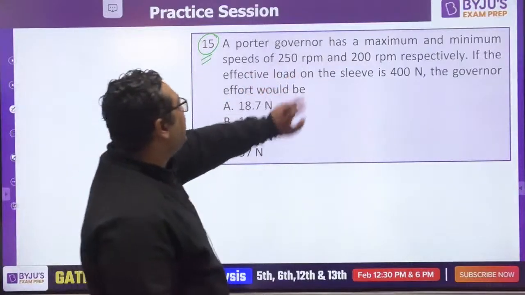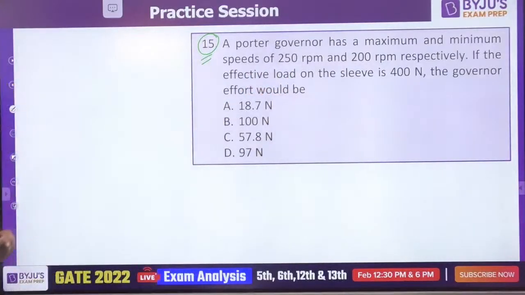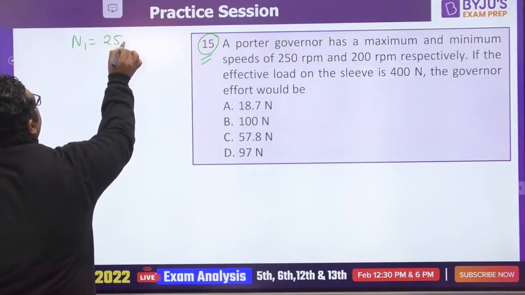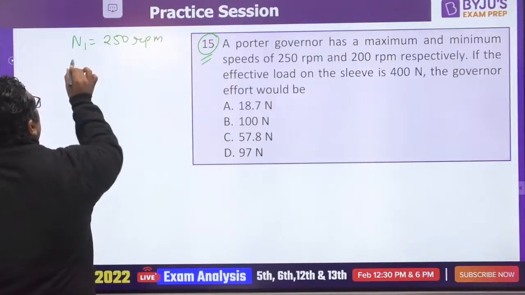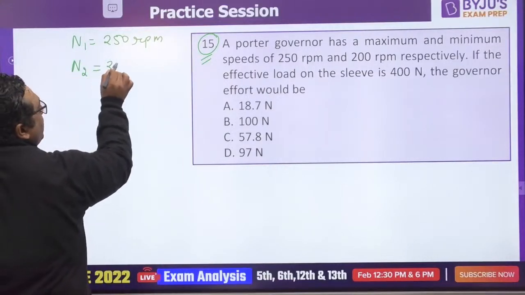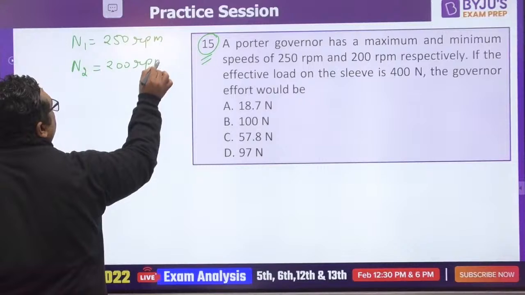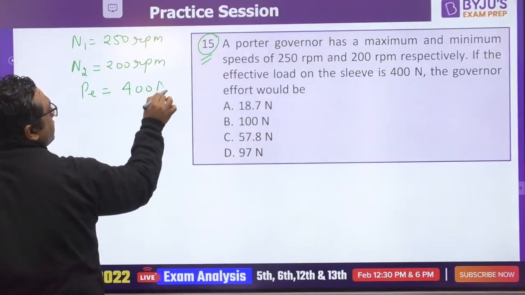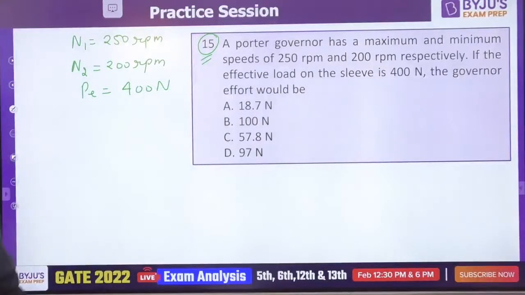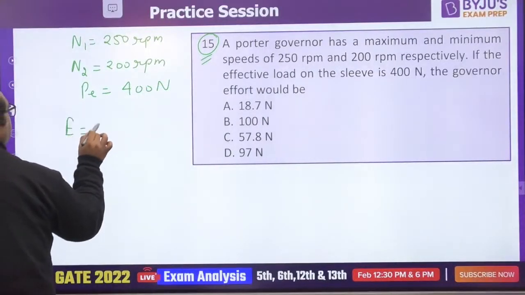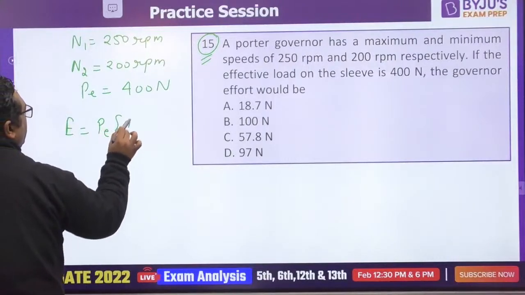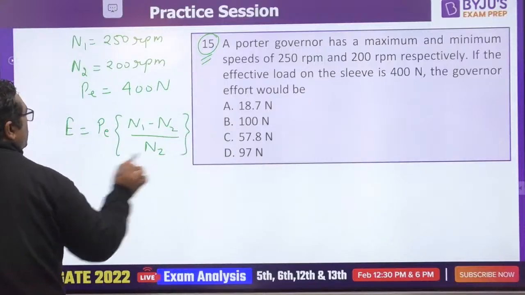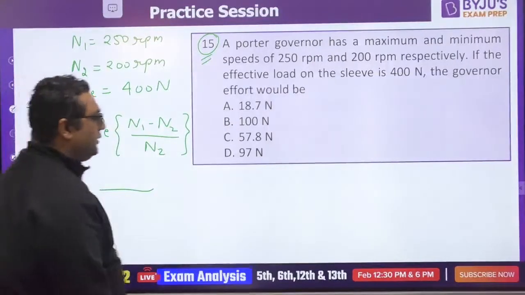A Porter governor has a maximum and minimum speed 250 and 200 RPM. So N1 is 250 RPM. N2 is 200 RPM. Effective load is 400 Newton. Governor effort is PE into N1 minus N2 by N2. What would be the answer?